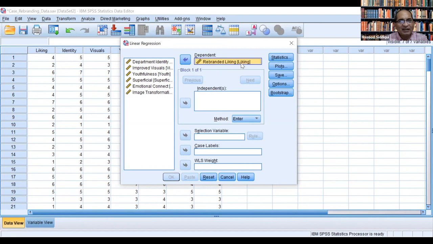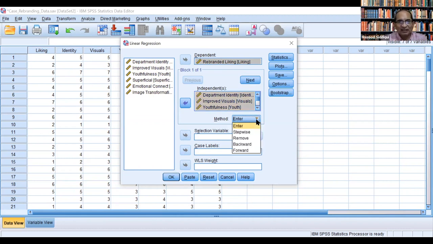So we have brand liking as the dependent variable, and we will select all these independent variables, and these variables have been entered in the independent box simultaneously. So this method is known as the enter method. Enter method means all the independent variables, all the predictors, have been entered simultaneously. This is not the only method. There are other methods also, like the stepwise method, forward method, backward method, remove method.